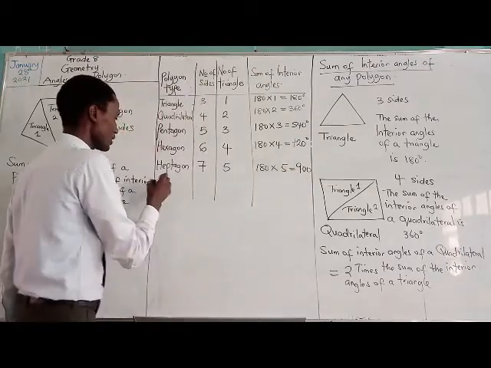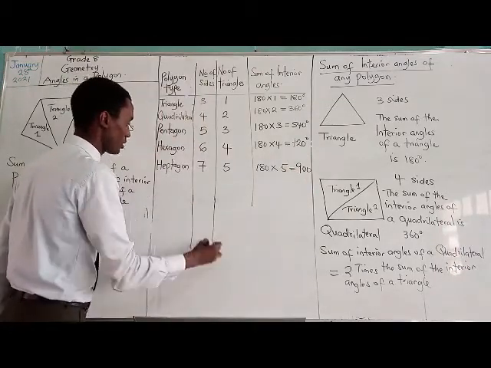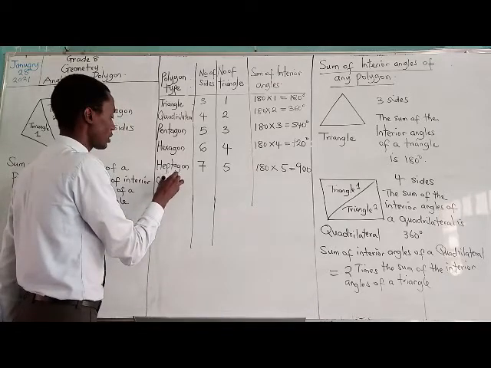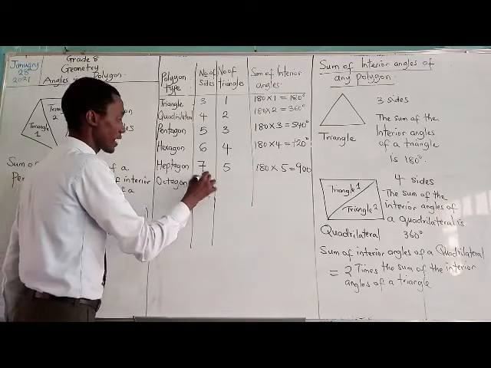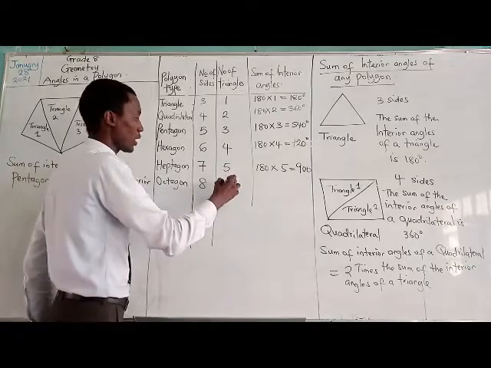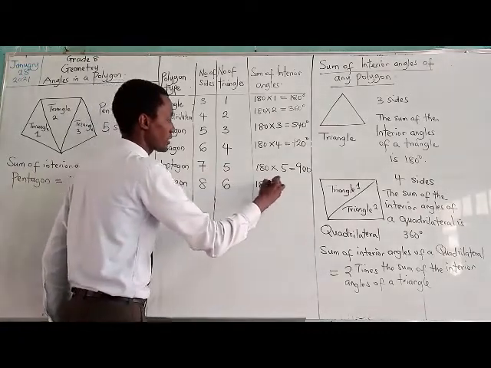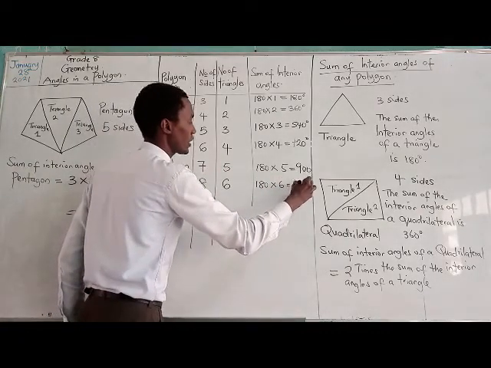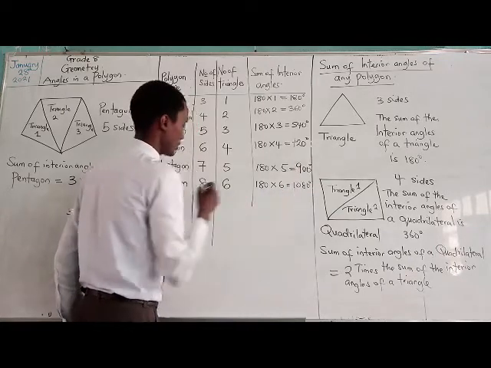900. So the next one will be octagon. Octagon. That will be 8 sides. 8 minus 2, that will give us 6. 180 times 6, that will give you 1080 degrees.